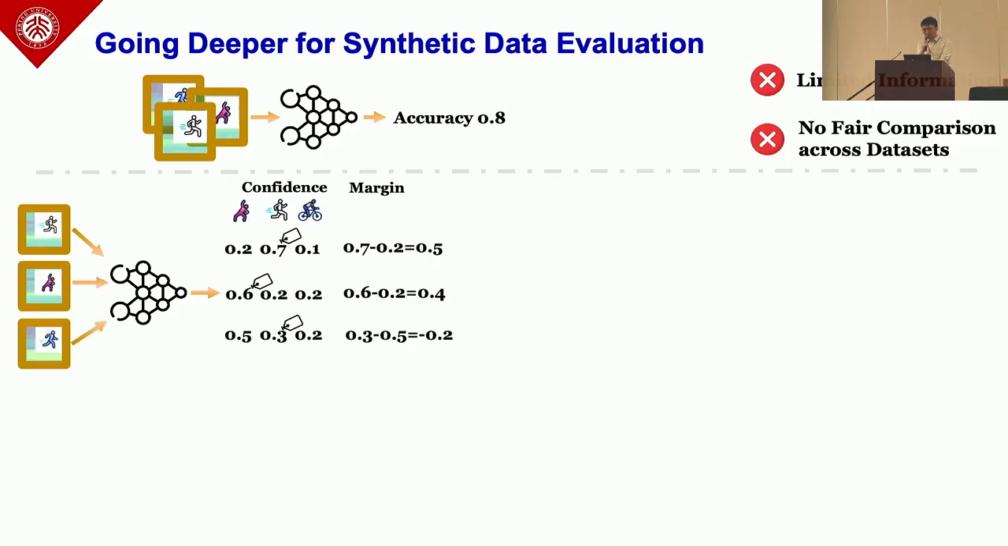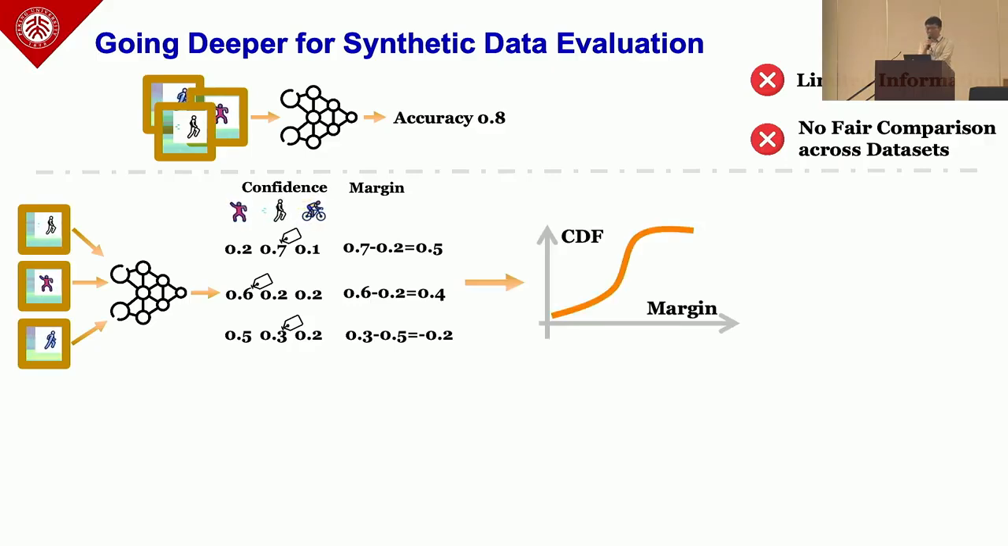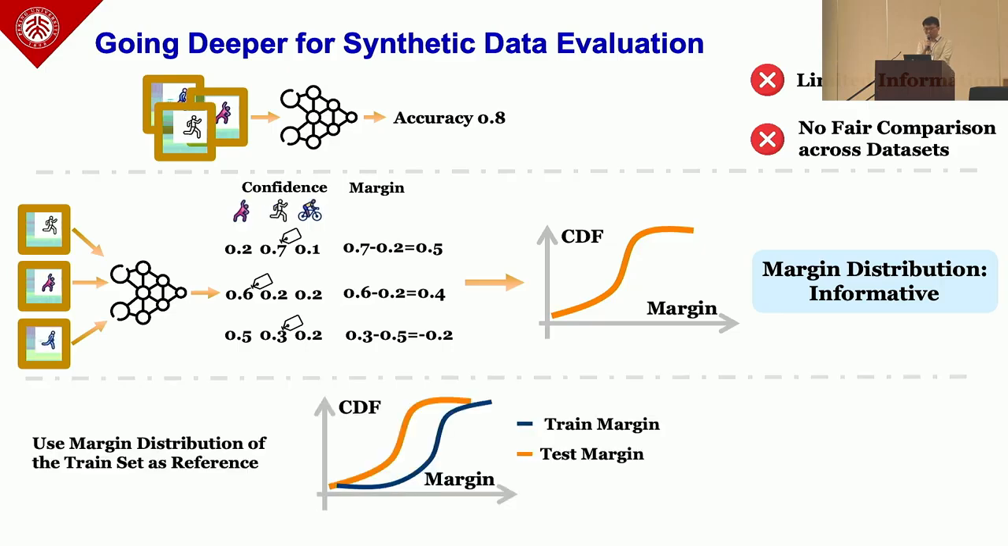By calculating the margin for every sample in our testing set, we can create a cumulative distribution. This distribution provides a much richer picture of the model's performance than a single accuracy score. So how does this enable a fair comparison? Here is the key insight.